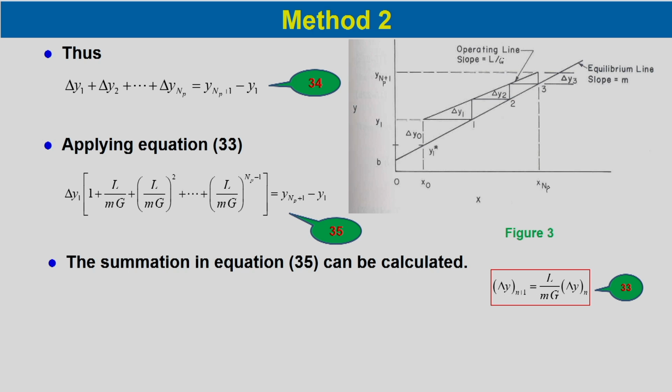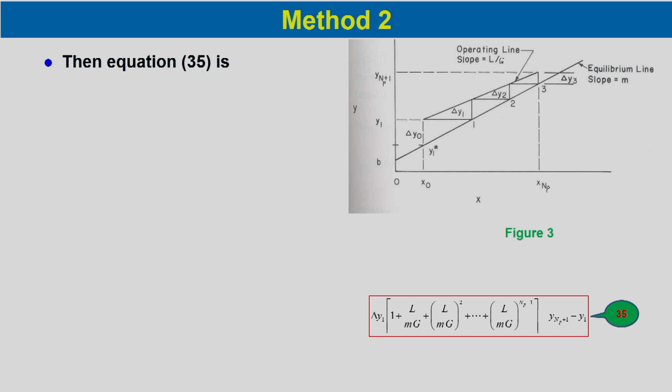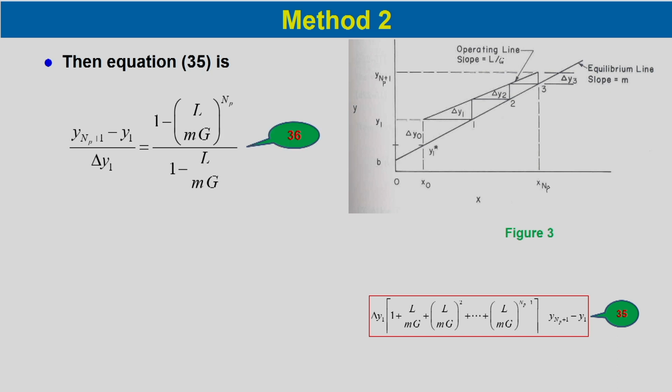Now, the summation in equation 35 can be calculated, and the general formula we can use is the summation over i equal to 0 to k of a to the power i would be equal to (1 minus a to the power k plus 1) divided by (1 minus a), for mod of a less than 1. So, from equation 35 we can write (y n p plus 1 minus y 1) divided by delta y 1 would be equal to (1 minus (L by m g) to the power n p) divided by (1 minus L by m g).